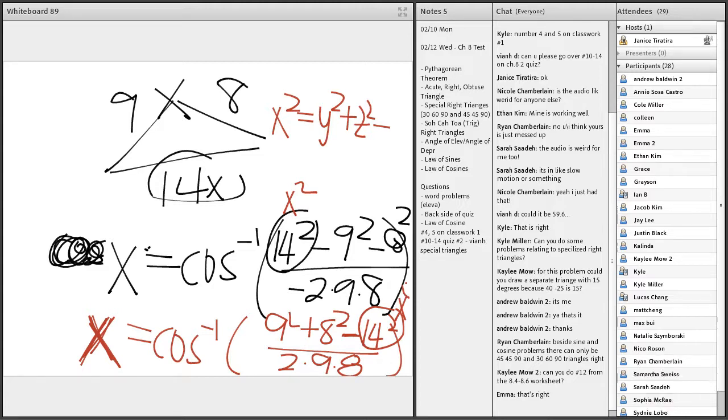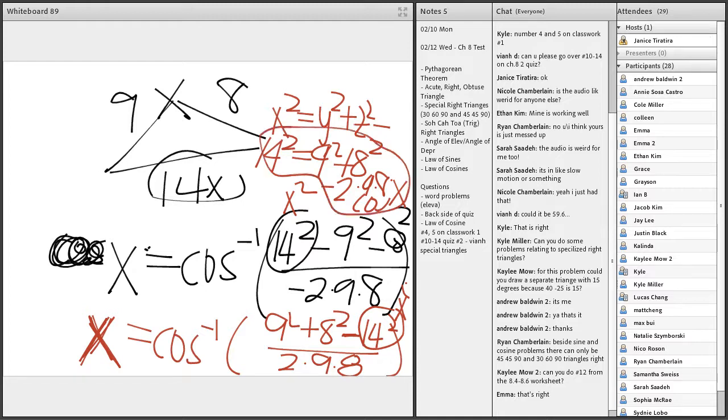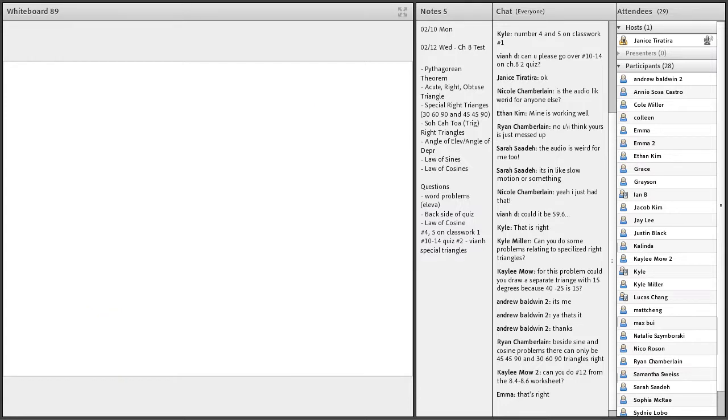Otherwise, if you did the old-fashioned way, you would type in 14 squared, 9 squared, 8 squared, minus 2 times 9 times 8 times cosine x. And then you will work backwards slowly to calculate x, capital X. Okay, all right. If you have another specific law of cosine, law of sine, any of that sort, please let me know. Type it in. But I will do number 12 from worksheet 8.4 to 8.6 now. Let me check in 8.4, 8.6.